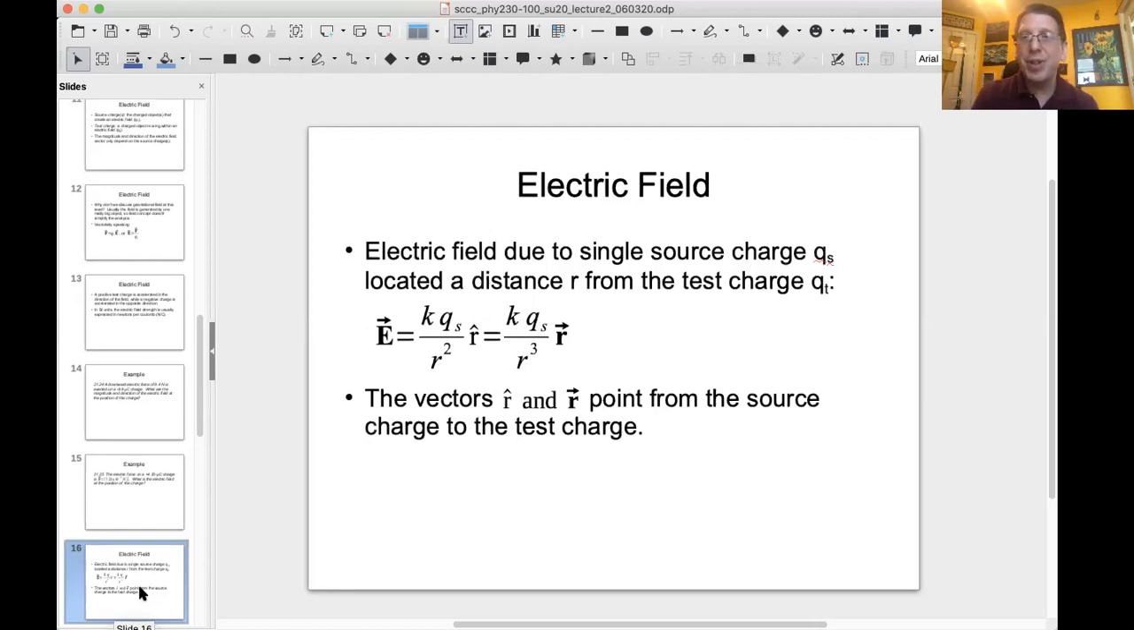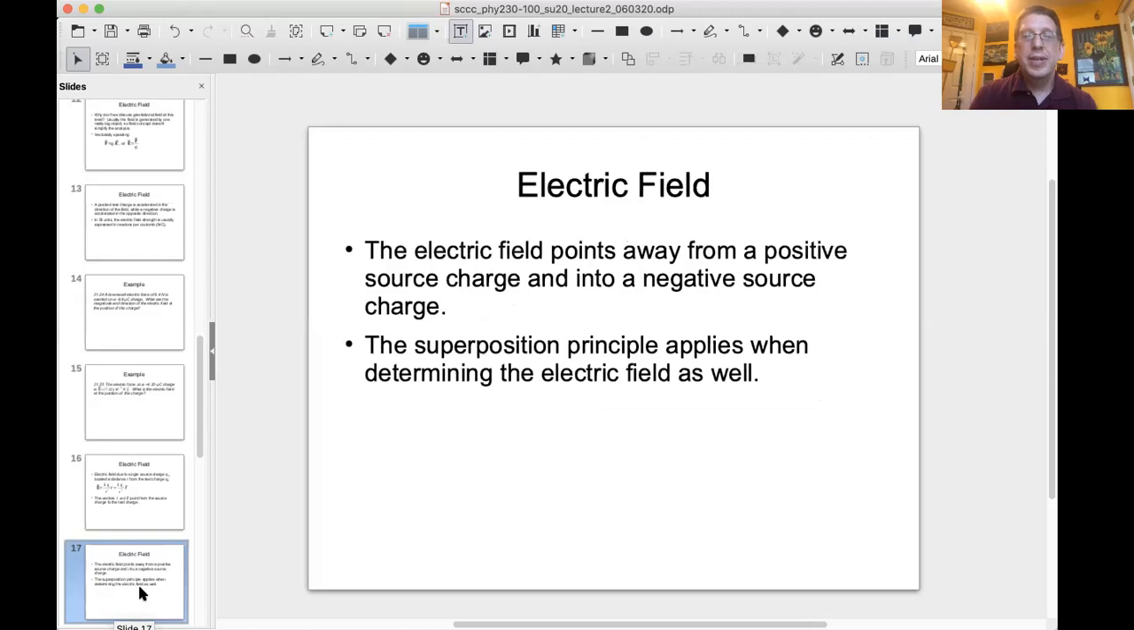And again, sometimes the harder the problems get, the relatively simpler it becomes to write the electric field vector the second way, divided by r cubed, but multiplied by the vector r. So whether it's r hat or r with the arrow, they point from the source charge to the test charge. And so the electric field always points away from a positive source charge and into a negative source charge.